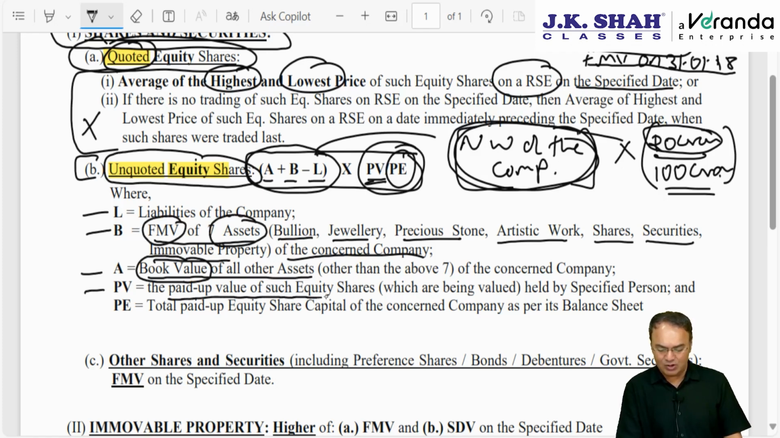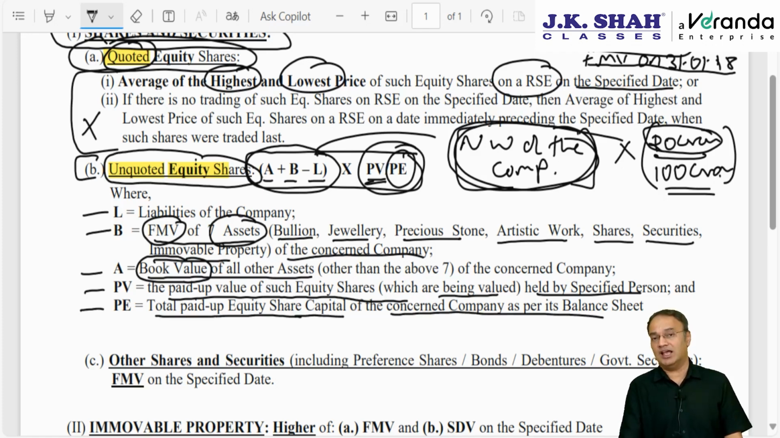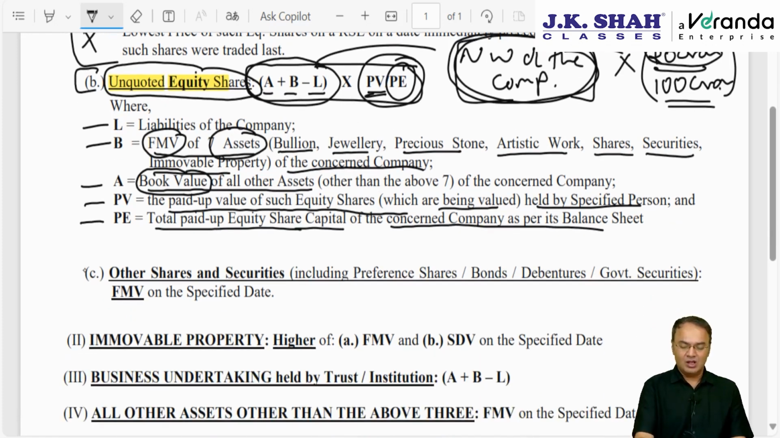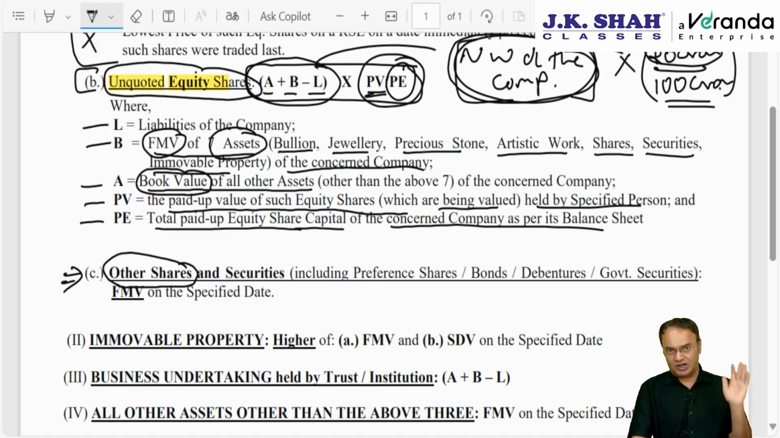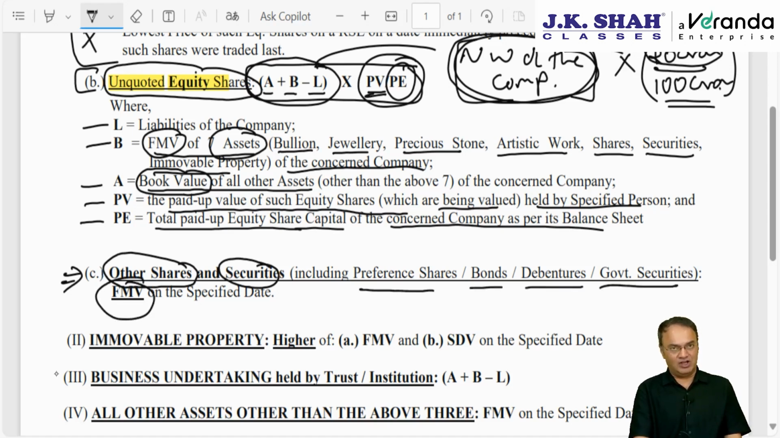PV means paid up value of such equity shares which are being valued held by specified person, and PE means total paid up of equity share capital of the concerned company as per its balance sheet. Other shares will include preference shares because equity shares are already covered, and security would include bonds, debentures, government security, then simply take FMV.